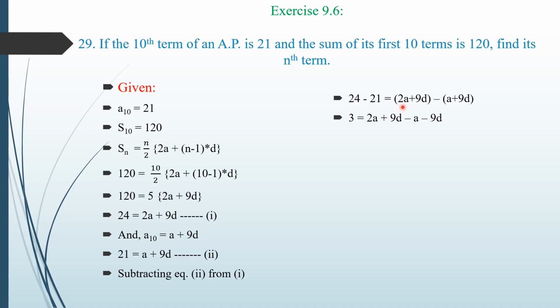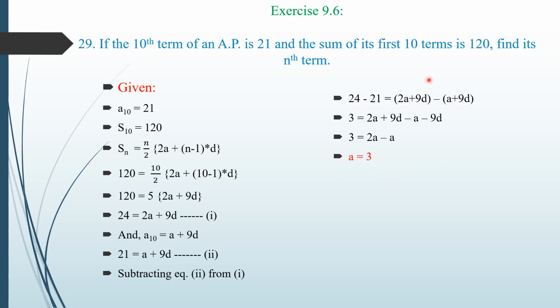When I open the bracket, 2a plus 9d I have kept as it is. When I open this bracket, where minus sign is kept outside, this is going to be equal to minus a and minus 9d here. Plus 9d minus 9d get cancelled, and 2a minus a is nothing but 1a. Therefore, a value I am going to get as 3 here.